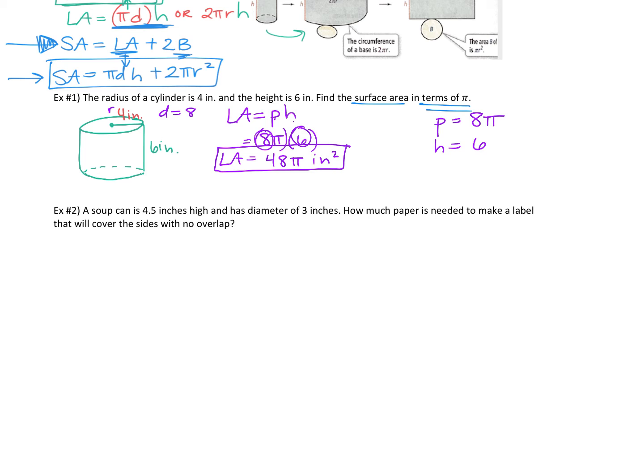Feels very similar to yesterday, right? We just threw some pi in with it. Wouldn't it be nice if that had landed on pi day? So close. So the surface area is LA plus 2B, same formula as yesterday anyway. What is LA right now? 48 pi, plus 2 times B, okay? And we got to figure out what is B.